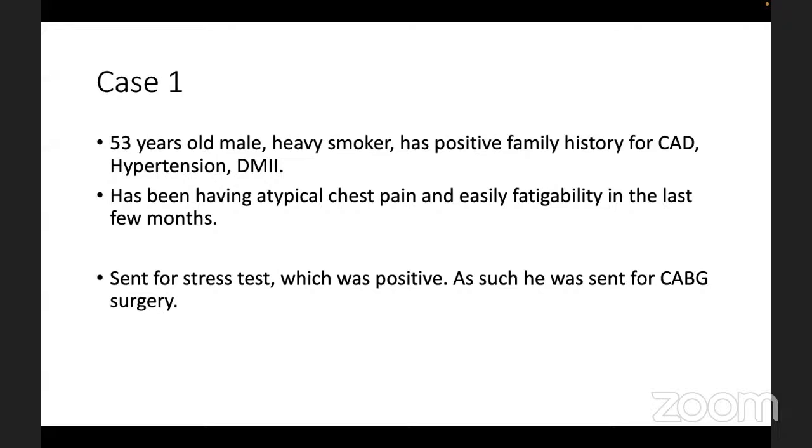Okay, Faisal, you can read the case number 1. This is a 53-year-old male, heavy smoker, has positive family history of coronary artery disease and hypertension and diabetes mellitus type 2. He has been having atypical chest pain and easy fatigability in the last few months. He was sent for stress test, which was positive. As such, he was sent for CABG surgery. Okay. Do you picture that patient in your mind? Yes.